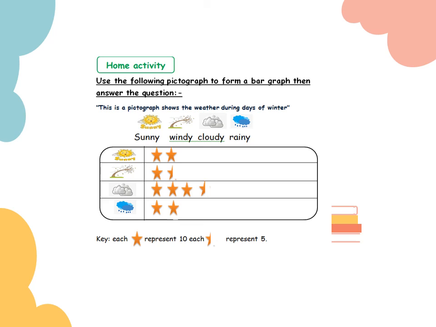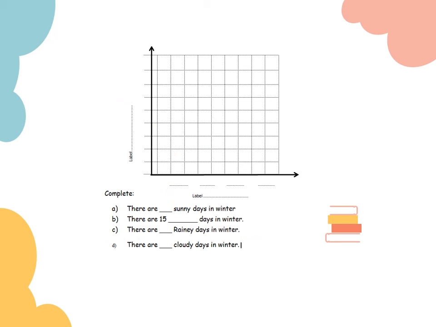And here is your home activity. It's a pictograph about the weather during the days of the winter. How many days are sunny? How many days are cloudy, windy, and rainy? And don't forget, we count by 10 because each star represents 10 and each half represents 5. Make it here and don't forget to write the label and the number of days, then answer the questions. Like this.